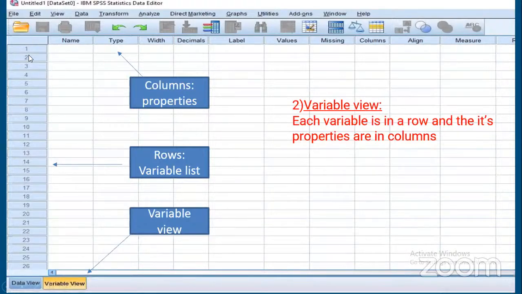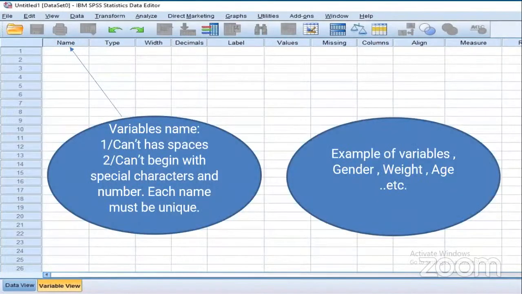In a variable view, each row here is dedicated for one variable, and each column here is dedicated for the properties for this variable. So we'll start by setting our variable. We are still in a variable view. First of all, we'll add the name of the variable. The name can be gender, weight, age, or any other type of variable you want to add, but you have to make sure that the name cannot begin with a special character or number, cannot have space, and each variable must be unique, different from other variables.